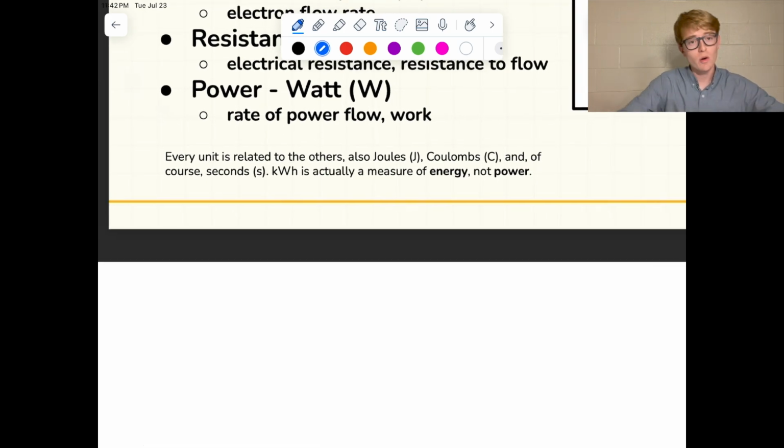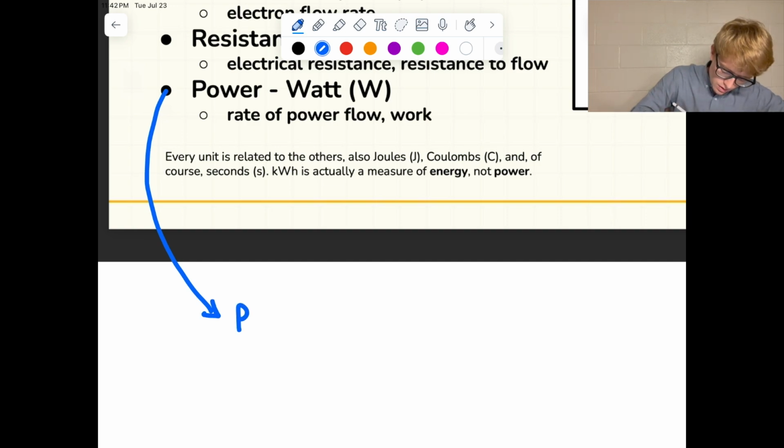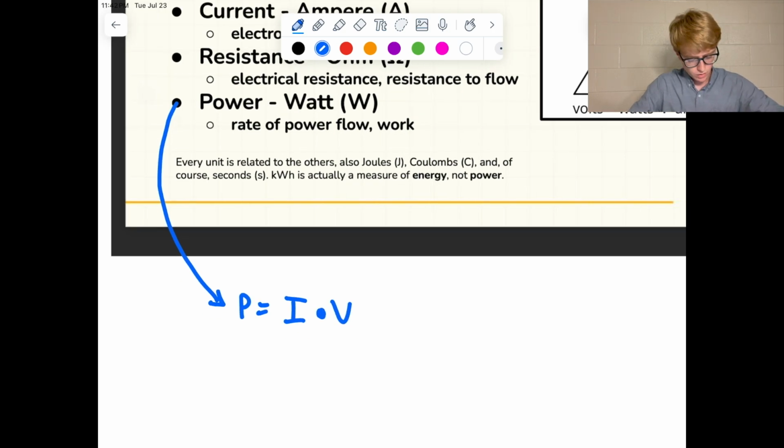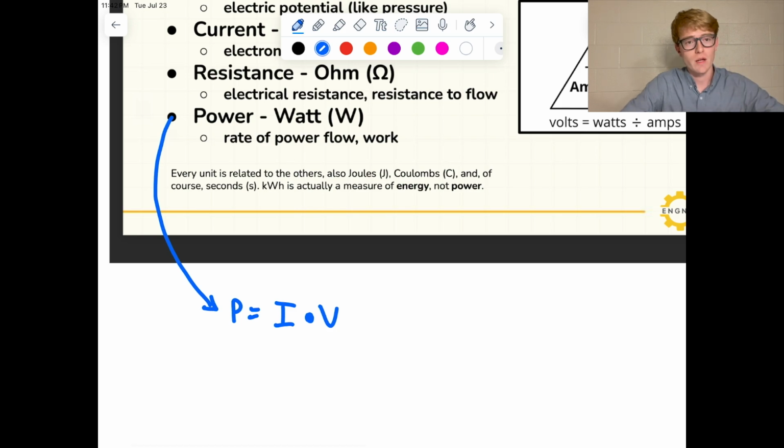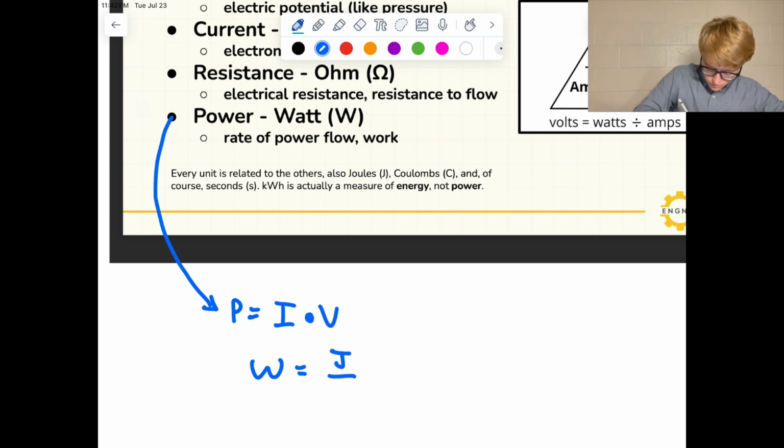Now just to talk about power a little bit. Power takes into account two things in electronics. It takes into account current and voltage. So the equation for power is going to be I times V, so current times voltage. Okay, so it takes in two things. And it's really just the rate of energy transfer. So power, you might see it in units of watts, and a watt is just a joule per second.